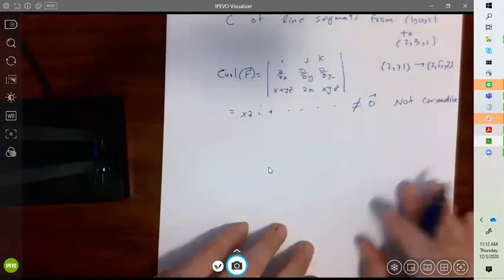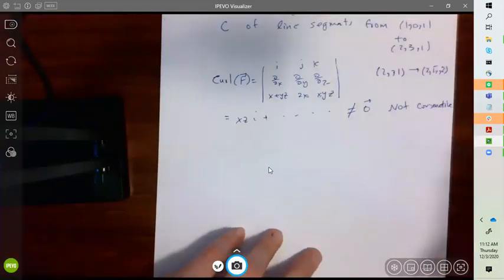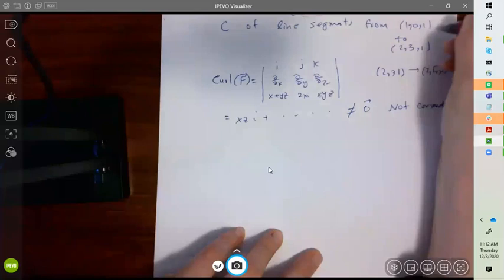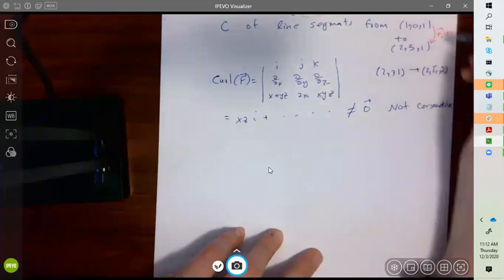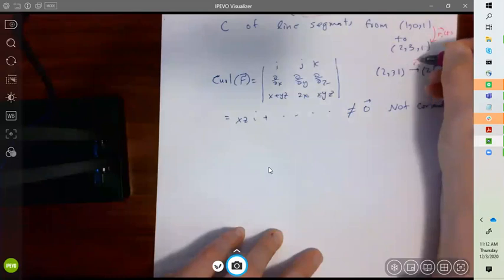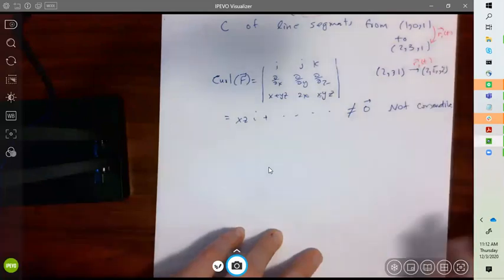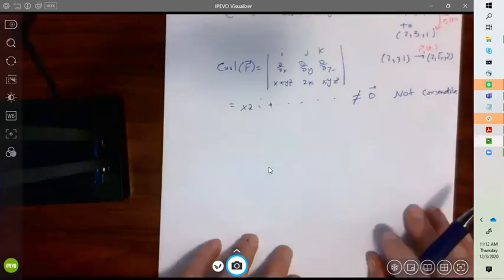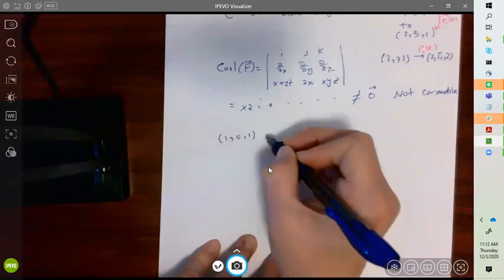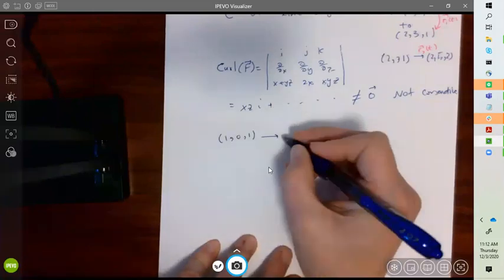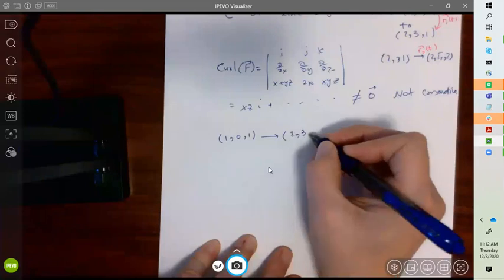There are two pieces. One piece goes from here to here. I call it R1 of t. The other piece goes from here to here. I call it R2 of t. Right? So what is R1 of t? R1 of t connects the point 1, 0, 1 to 2, 3, 1.